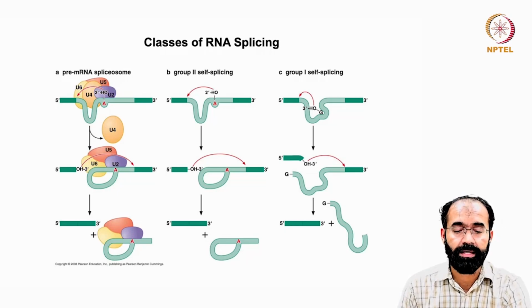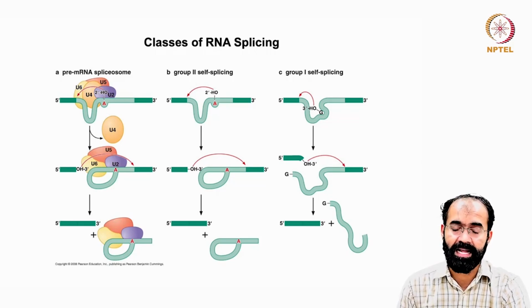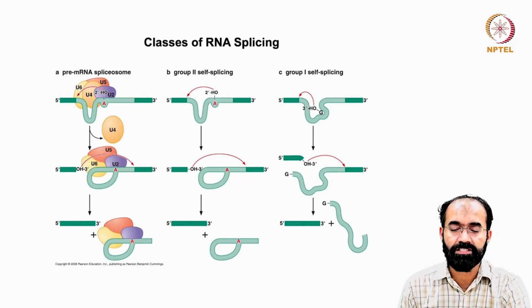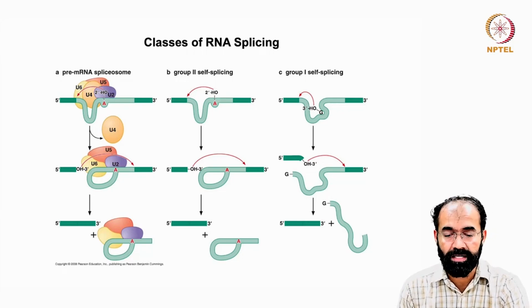There is a branch point A, 2' OH participates, first transesterification, second transesterification, and the same outcome, with no dependency on the snRNA. And group 1 is an externally recruited G that does the job, and it will not create a lariat as you saw in these two cases, because it's an external G, and G remains free floating, attached onto the end. So this is the only difference.